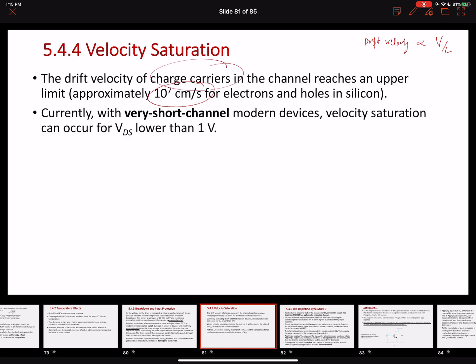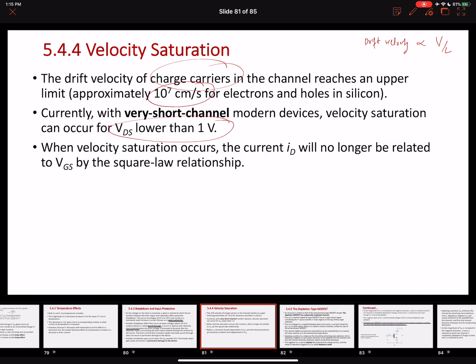However, it will reach a saturation level even for less than 1 volt, right? And this is true for most of the modern devices where our channel lengths are very small. So for our short channel length devices, the charge carriers will reach a saturation velocity for less than 1 volt. So increasing the voltage is not going to help in terms of increasing the drift velocity, and eventually increasing the drain current.